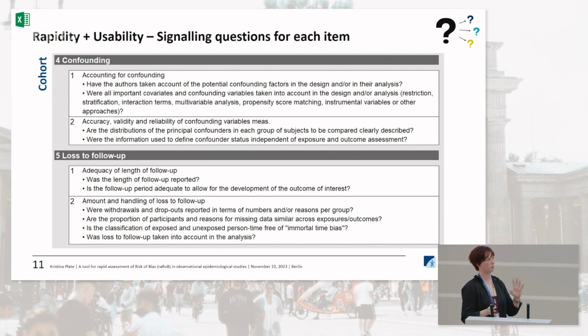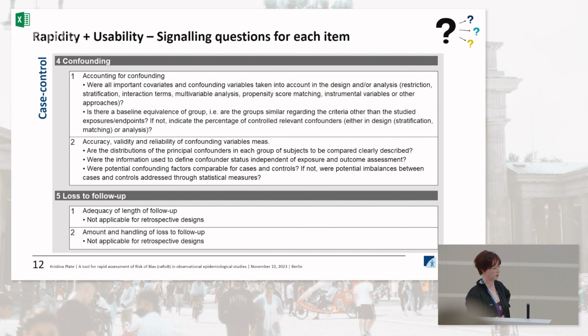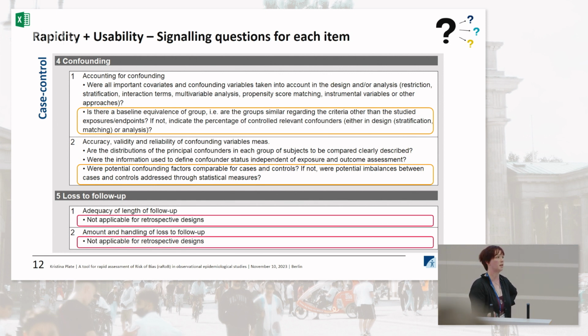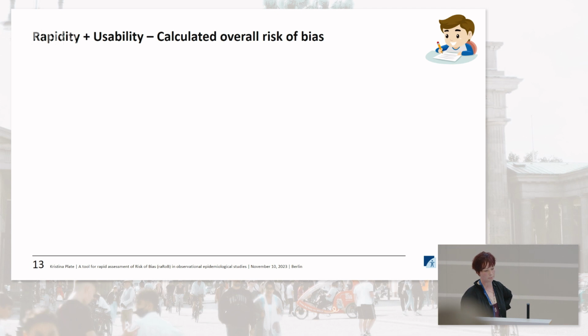And as we also had before this adaptation to the study design, we also implemented it here for the signaling questions. Here in this example, we have the questions for the cohort study, for the confounding, and the loss to follow up. And if we switch to case control, we also have a change in the questions. We see here some questions that were added and which address directly the case and control groups. And in loss to follow up, as I said before, it is not applicable in case control studies due to their retrospective design. And this is also mirrored by these signaling questions.